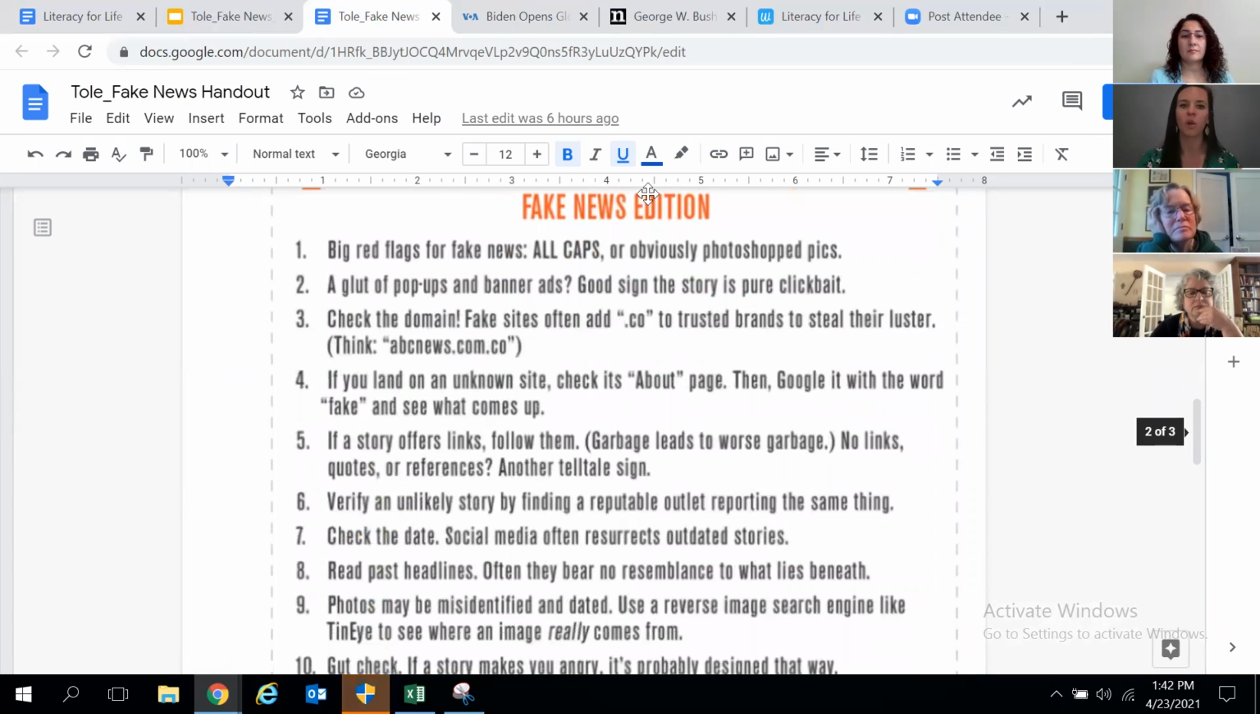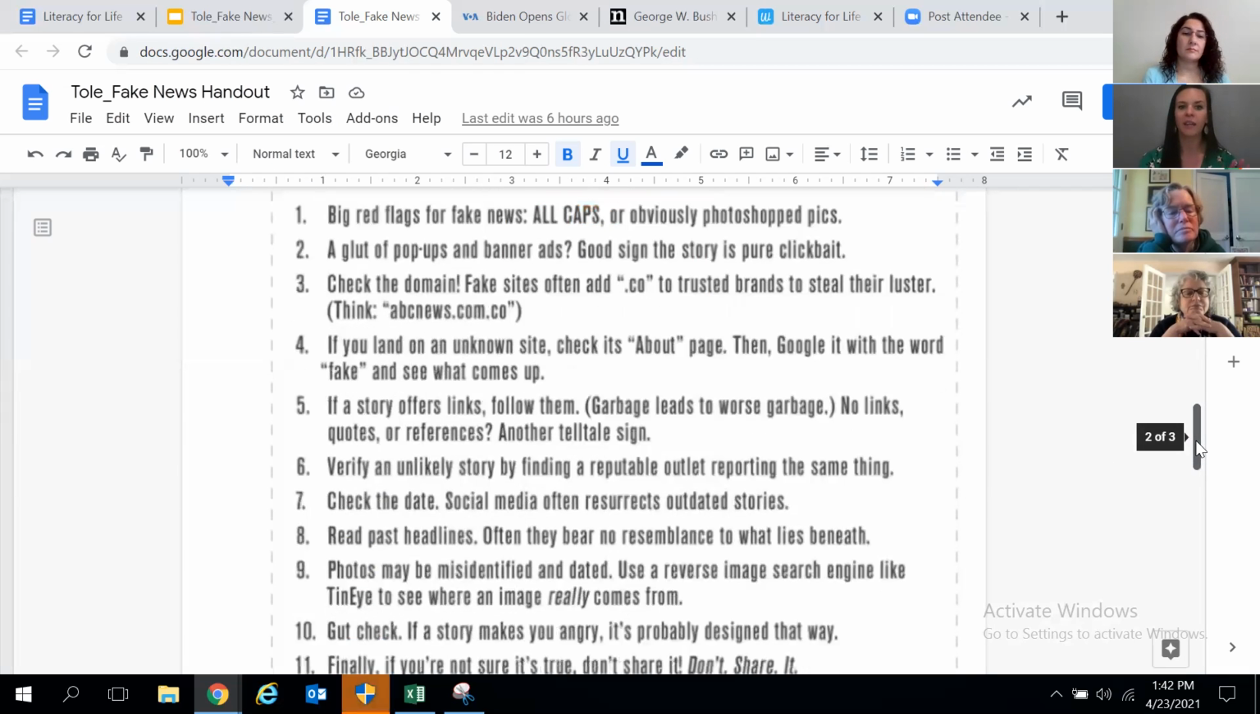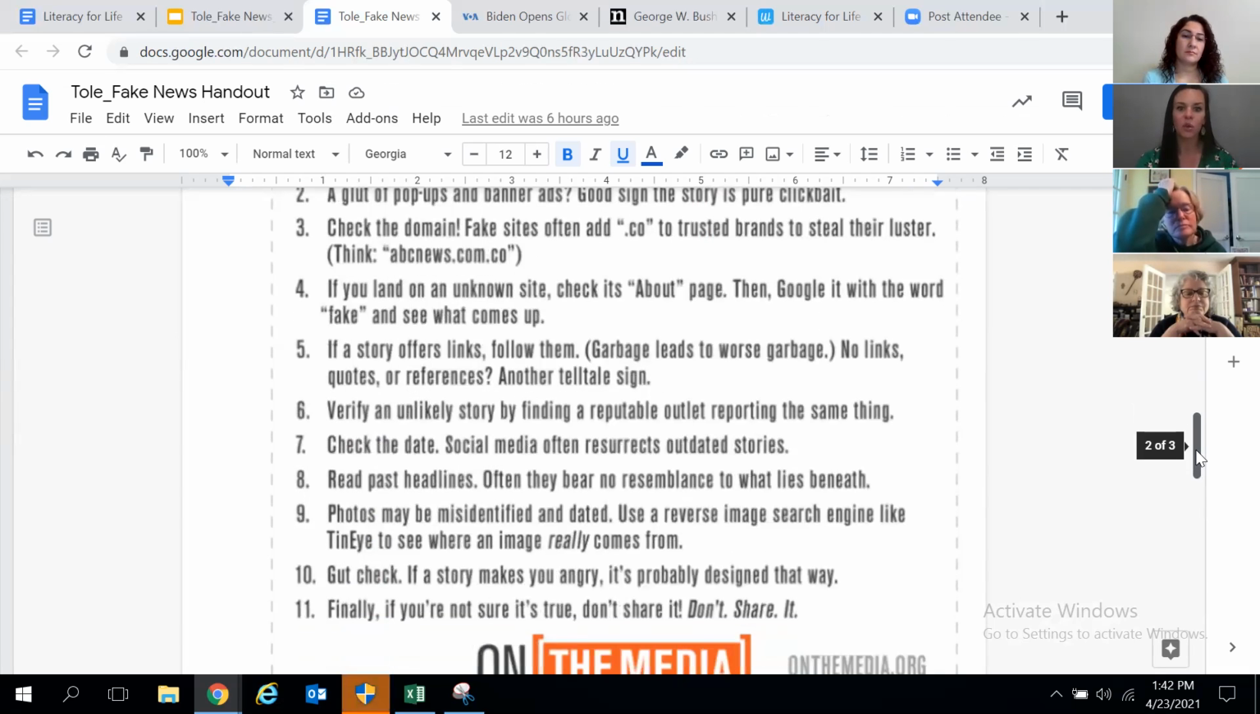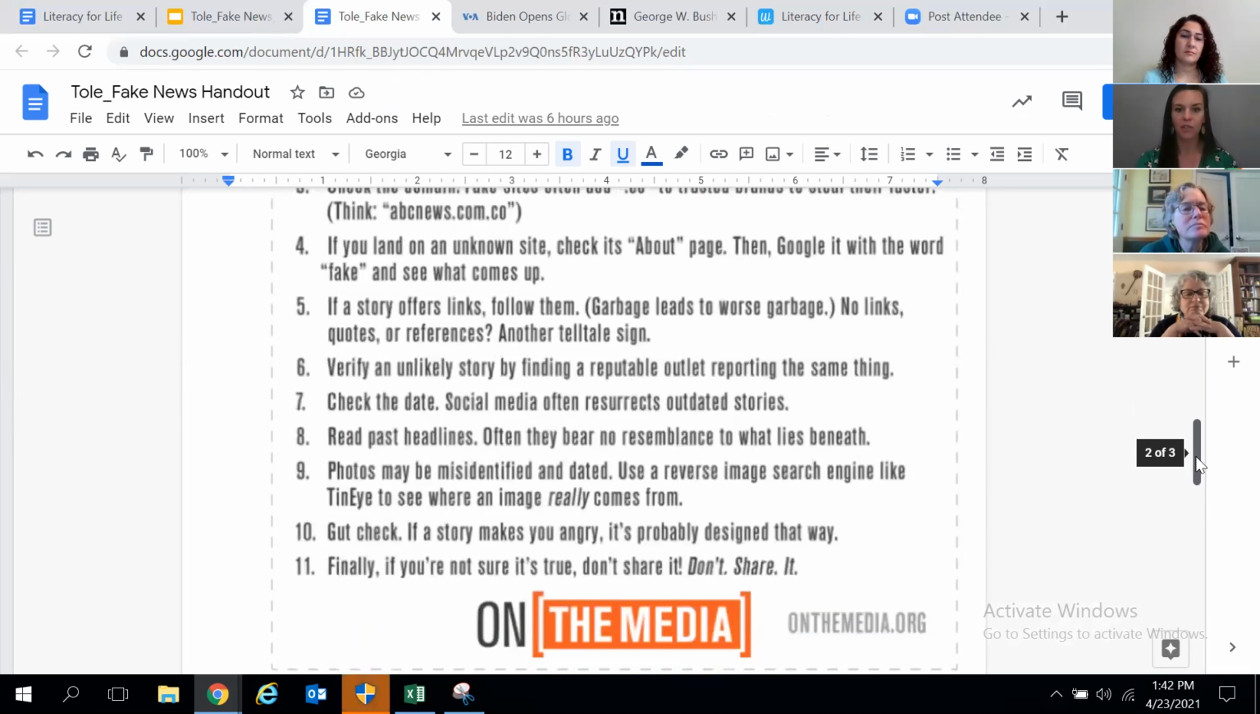But things to look for, right? Like if everything's in all caps, if there are a lot of pop-ups and banner ads. Here's that .co thing that I was talking about before. Telling students to click on the About page to follow links. So even though I'm cynical of checklists, this is a really good list of things to look for that will often help you identify if something's actually fake news.